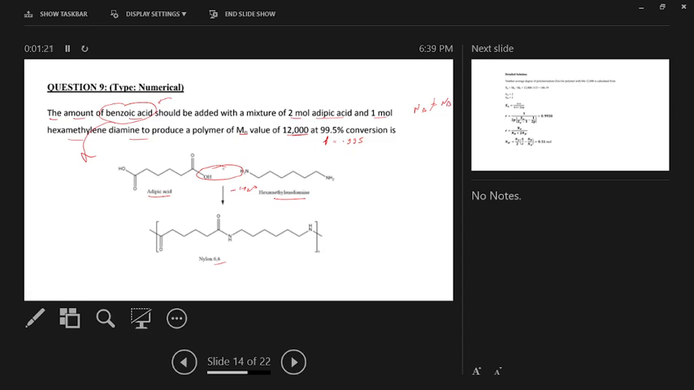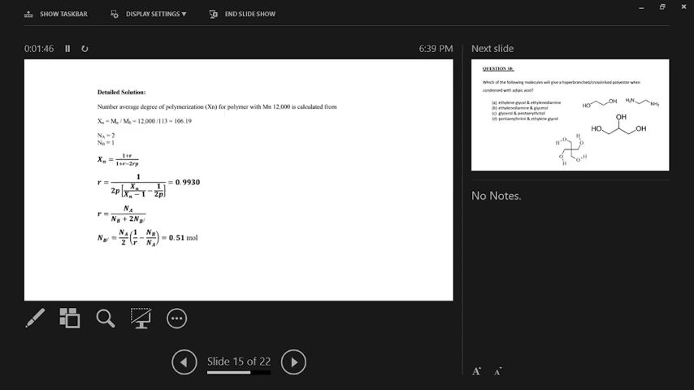Okay, so we are going to add this benzoic acid so that our conversion should be 99.5% and the Mn value should be 12,000. For this particular application, we need to find only this value. So the number average molecular weight should be 12,000, not more and not lower. So we need to find out the concentration of benzoic acid. For that, I will explain how we will find it.